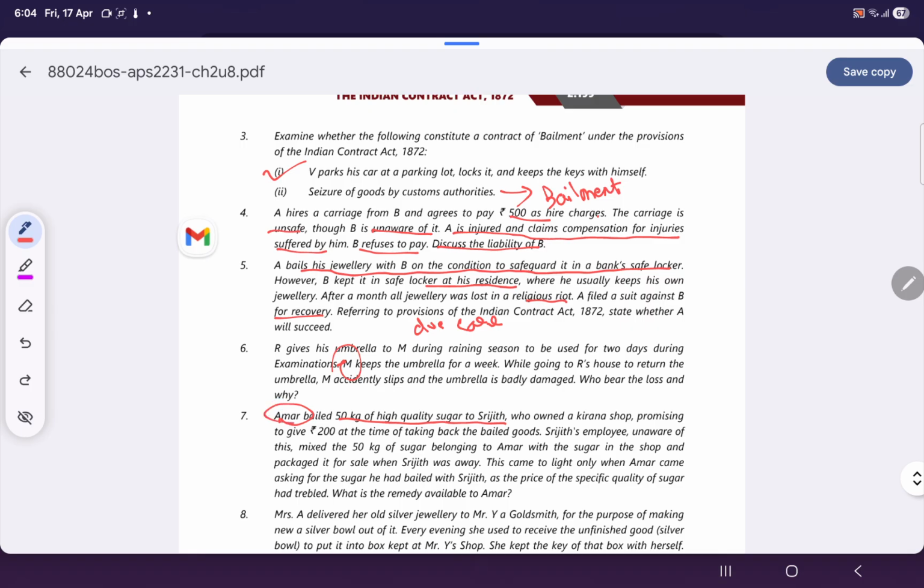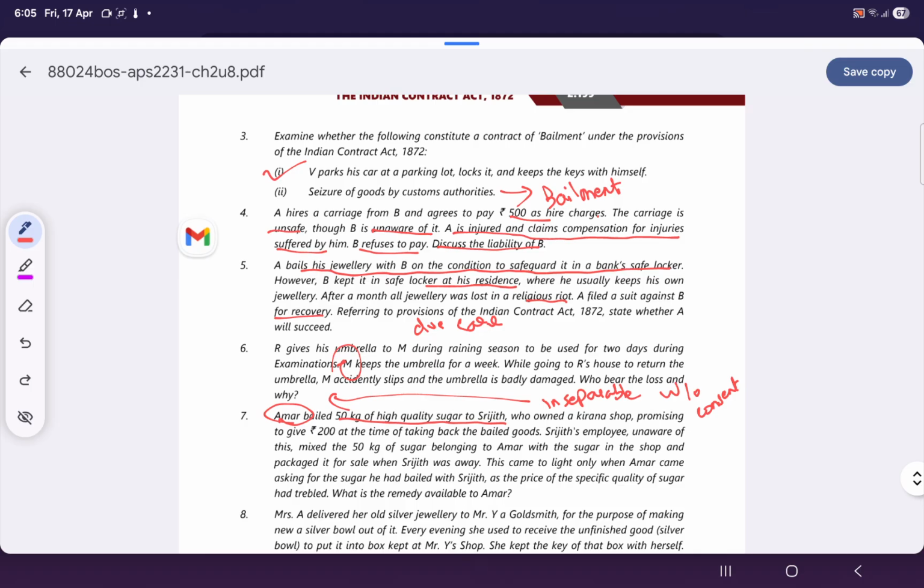Now, these are goods that are inseparable. Sugar cannot be separated. It is mixed with the goods without the consent, so now Amar will be entitled to claim damages. According to Section 157 of the Indian Contract Act, if the bailee, without the consent of the bailor, mixes the goods of the bailor with his own goods in such a manner that it is impossible to separate the goods bailed from other goods and deliver them back, the bailor is entitled to be compensated by the bailee for the loss of the goods.